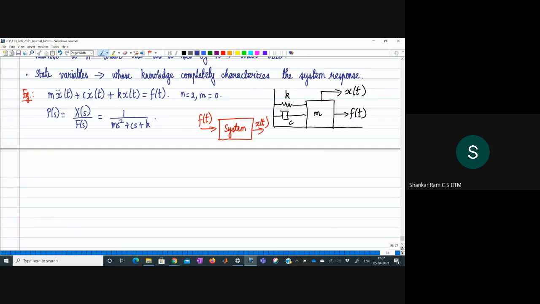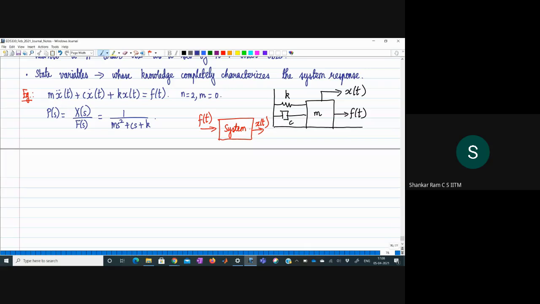So those are n and m. As far as this particular system is concerned, the value of n is 2. It's a second order system, and the value of m is 0, right? Because there is no derivative of the input term on the right hand side. All right, so these are the facts which we already know about.